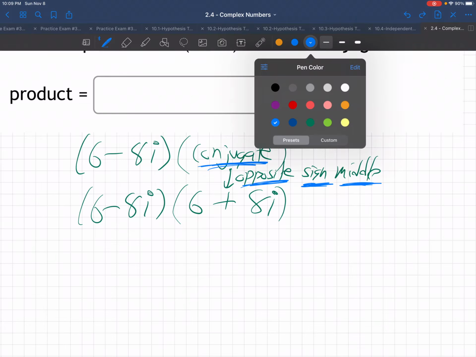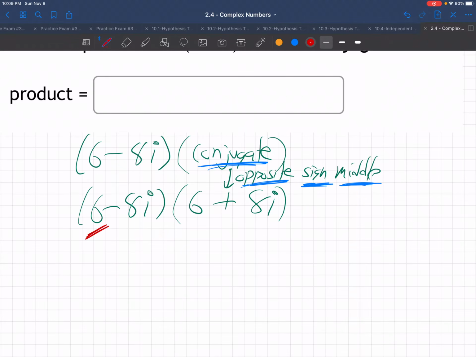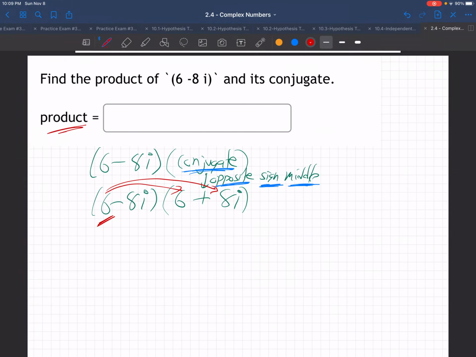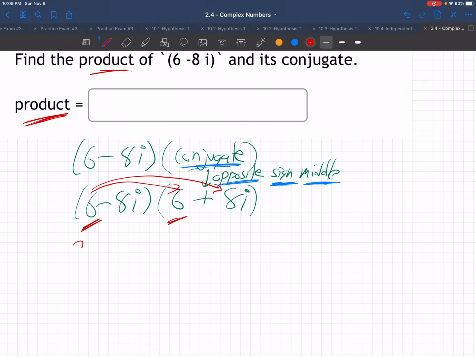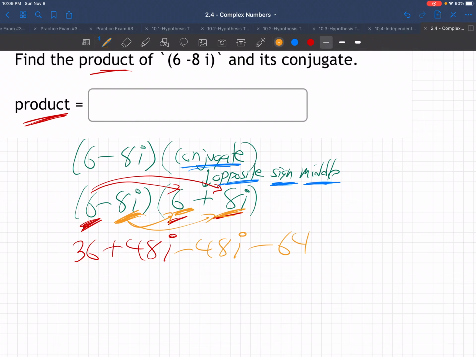All right, let's crank out the problem. So now the first one goes to both because we're supposed to multiply, right? We're supposed to take the product of this term and its conjugate. So 6 times 6, 36, plus 6 times 8i is 48i. All right, and now the minus 8i is going to go there and there. Minus 8i times 6 is minus 48i, and minus 8i times plus 8i is minus 64i squared. See that? Minus 8 times plus 8, and i times i.